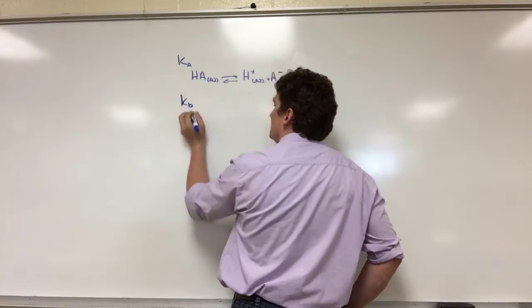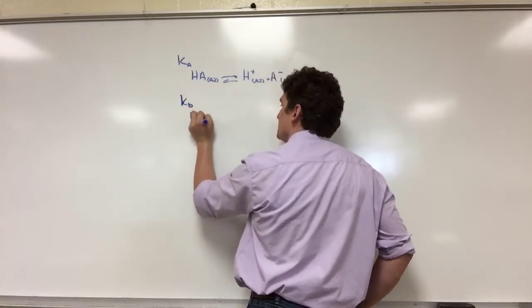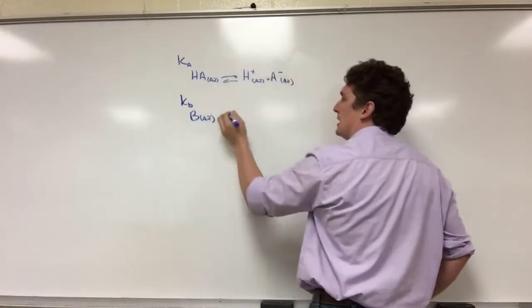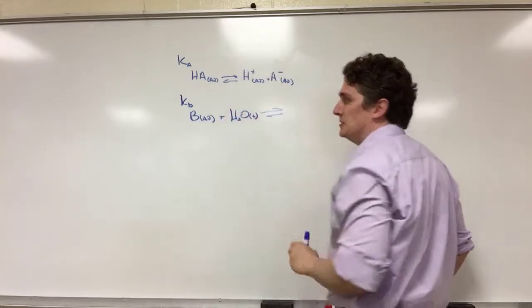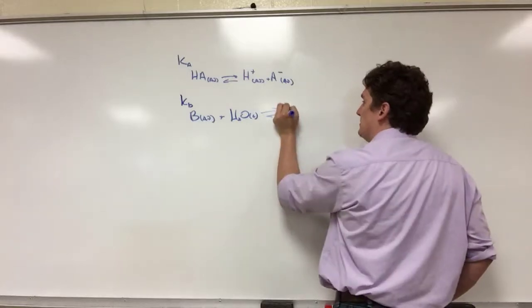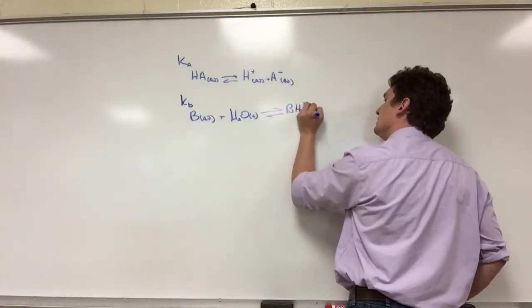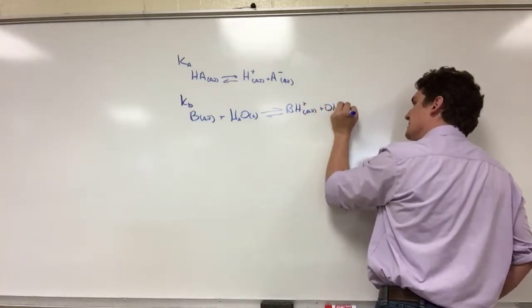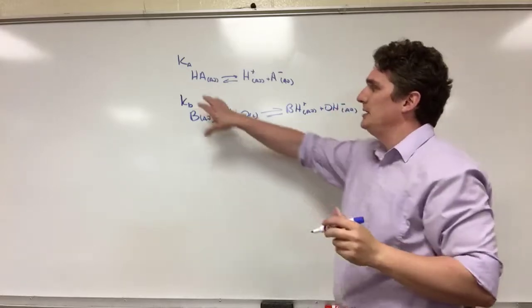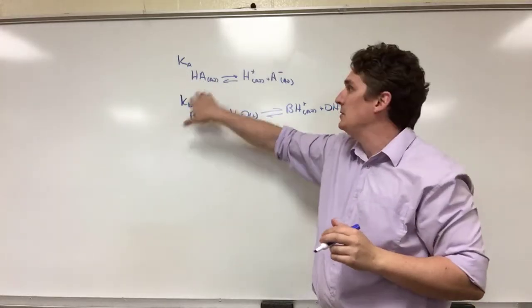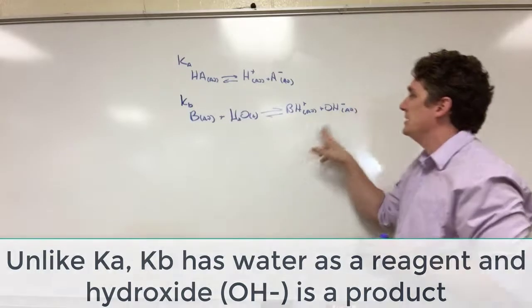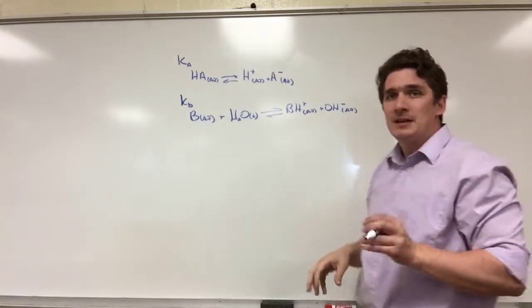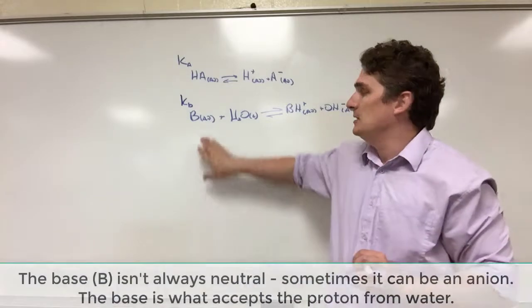So we have Kb, we have our parent base, and unlike the acid, we're going to have water in here. This is where our hydrogen donor is going to come from. And we're going to have BH plus aq plus OH minus aq. So a distinction here is that when we had our Ka, we didn't have water up front, and we got rid of a hydrogen. Here with the Kb, we have a water up front, and that's where we get our hydrogen from.